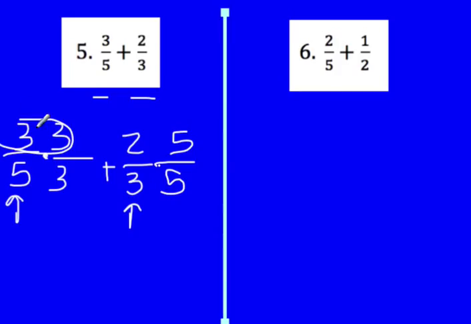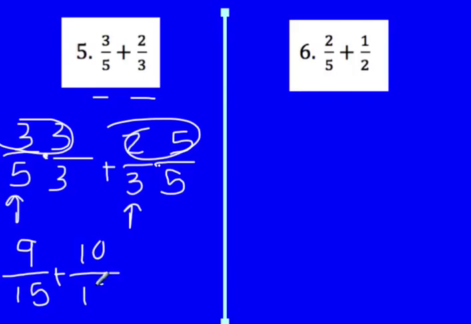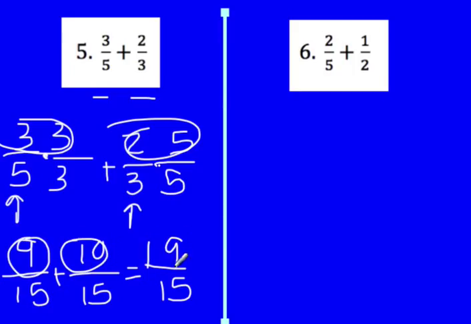So 3 times 3 is 9. 5 times 3 is 15. Here, 2 times 5 is 10. And 3 times 5 is 15. So now I can keep my denominators the same. I'm going back to adding, so my denominator is going to be 15 since it's the same. And 9 plus 10 is going to be 19.